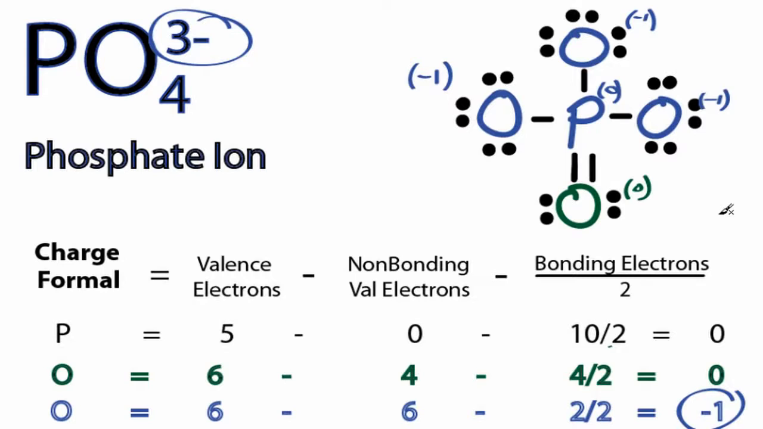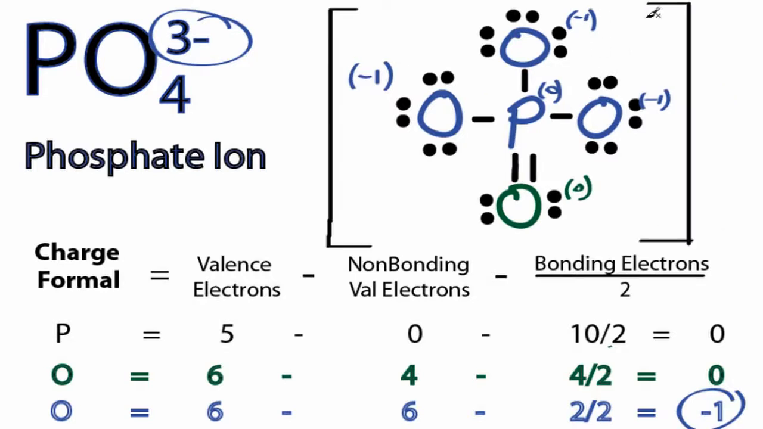We do need to put brackets around it and a 3- out here so that everyone knows that it is indeed the phosphate ion. That's the Lewis structure for PO4 3-. A bit tougher. If you watch your formal charges, you'll get the correct structure.